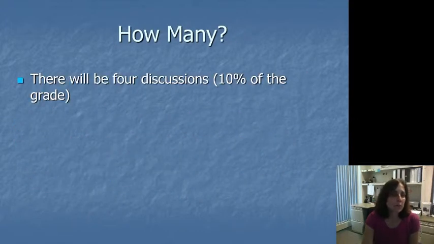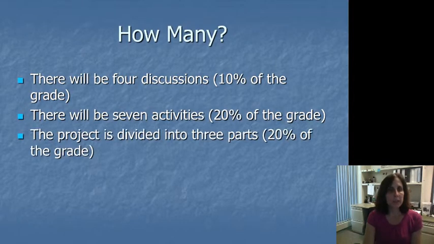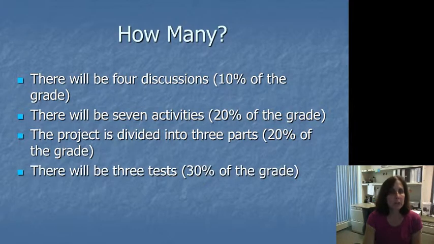How many? Well, there's going to be 4 discussions, and that's going to be worth 10% of your grade. 7 activities worth 20% of the grade. A project which is divided into 3 different parts. One that's related to the first thing that we're doing, one that's related to mortgages, and one that's related to voting. I decided not to do one huge project because sometimes I think online a big huge task is more easily done broken into parts.